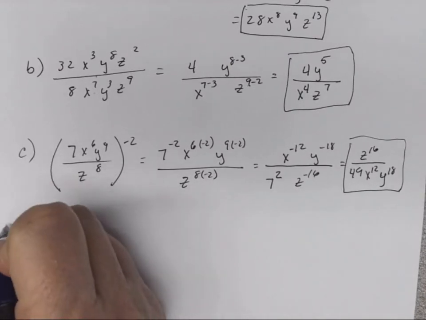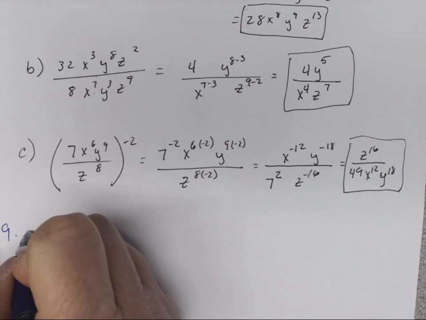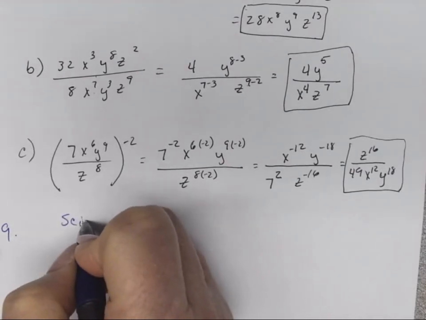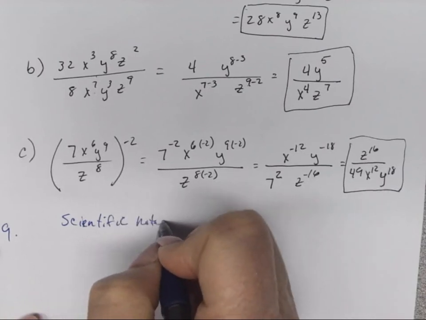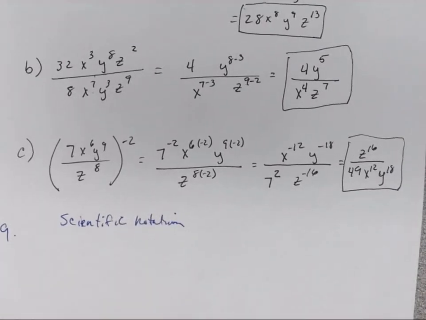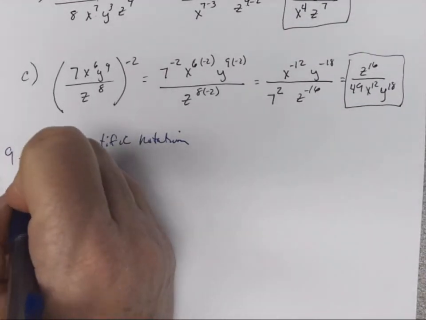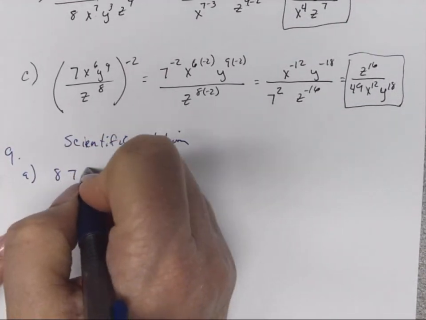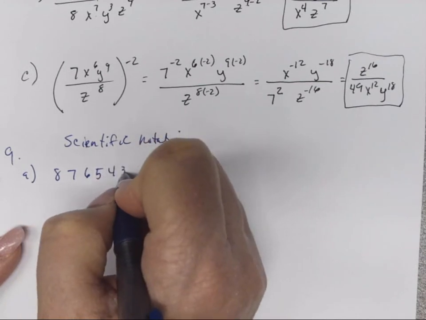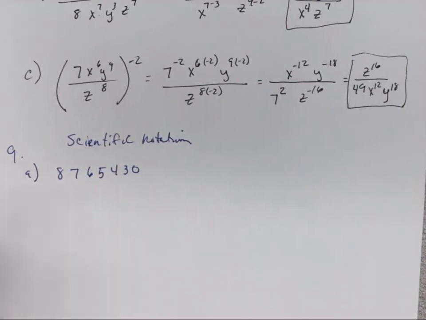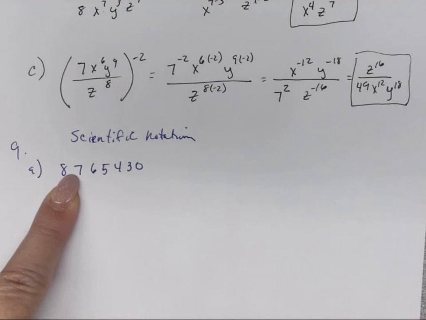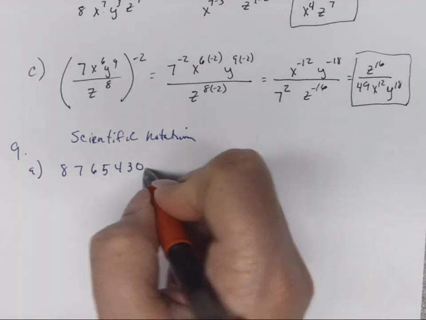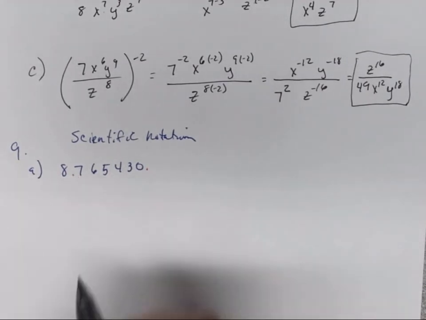All right, the next thing we're looking at for number 9 is scientific notation. All right, so for part A, we have 8, 7, 6, 5, 4, 3, 0. That's our number. And we want to write this with scientific notation. So understand that with scientific notation, we want that decimal behind the very first number. So right now the decimal is back there, and I've got to move it to that point.